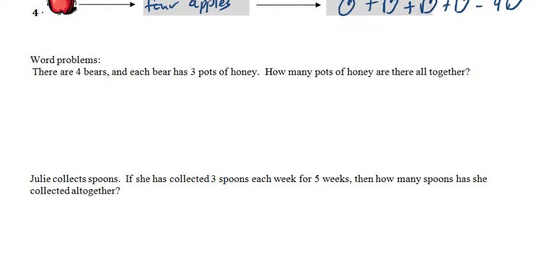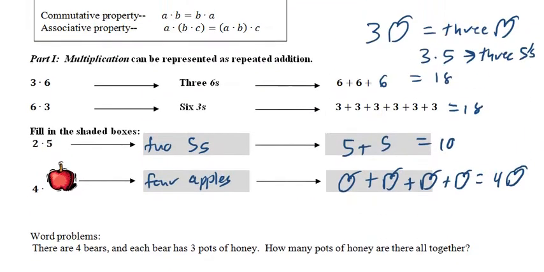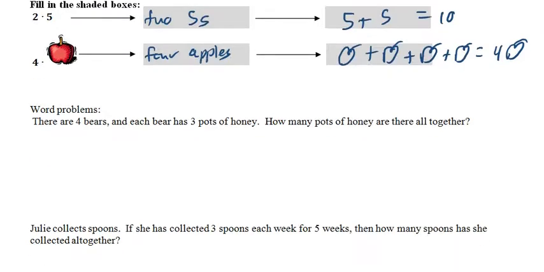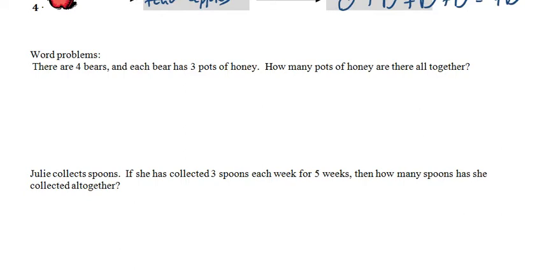Alright, so here are our word problems, and you want to think of it this way: if it's multiplication, it has this scenario. You're getting some number of a certain thing. You're getting a repeated addition. So there are 4 bears, and each bear has 3 pots of honey. How many pots of honey are there altogether?